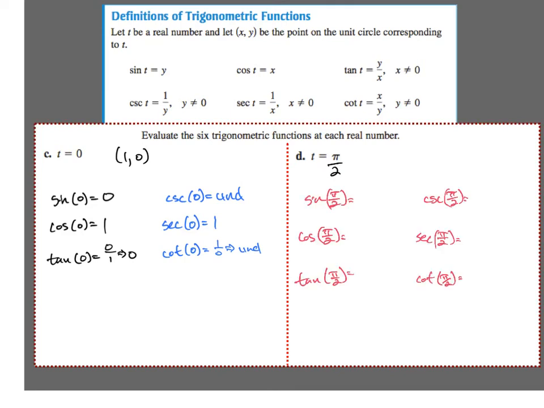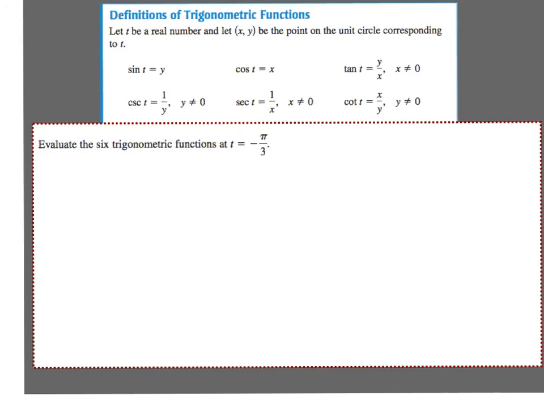All right, so pi over 2, what's its coordinates? 0, 1. So sine deals with the what value? The y. So I get 1. Cosine is the x, so I get 0. Tangent is y over x, so what do I get? 1 over 0, which we're going to call undefined. Cosecant, it's the what of sine? It's the reciprocal, so what do I get? 1. Secant is the reciprocal of cosine, so what do I get? It's undefined. Very nice. And then cotangent. How do I want you to think of cotangent? X over y. So what do we get? 0 over 1, which is 0.